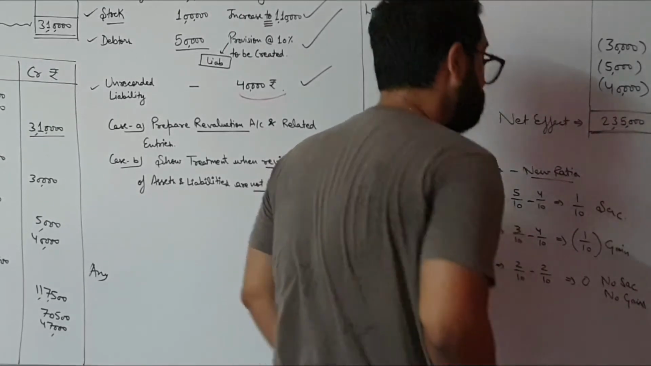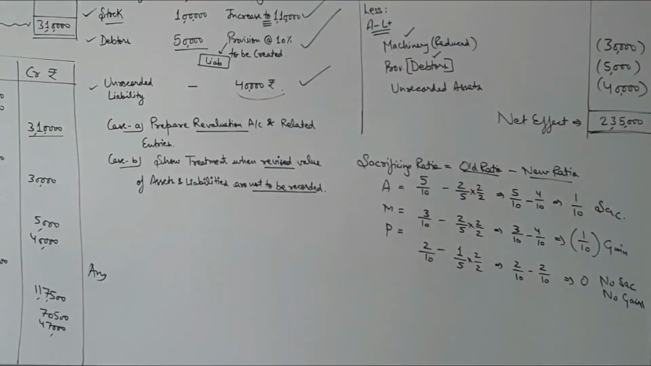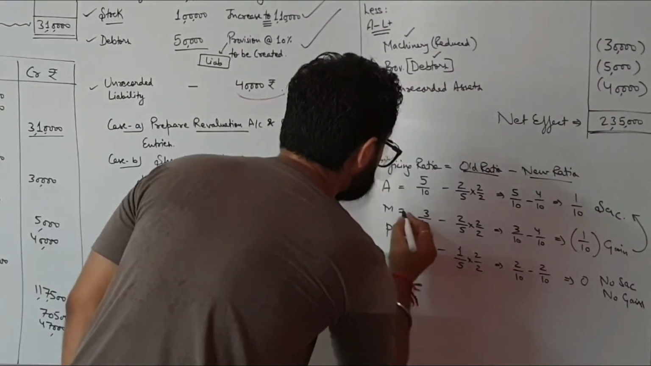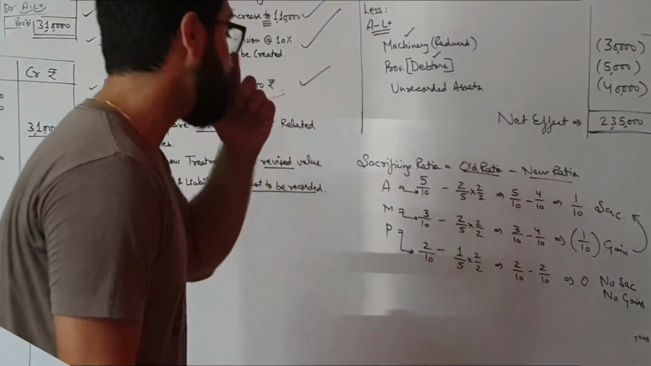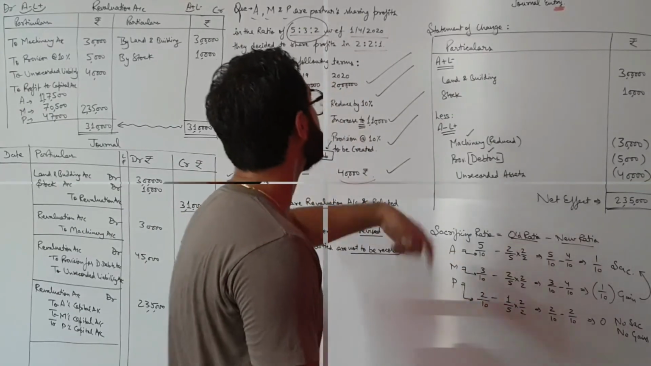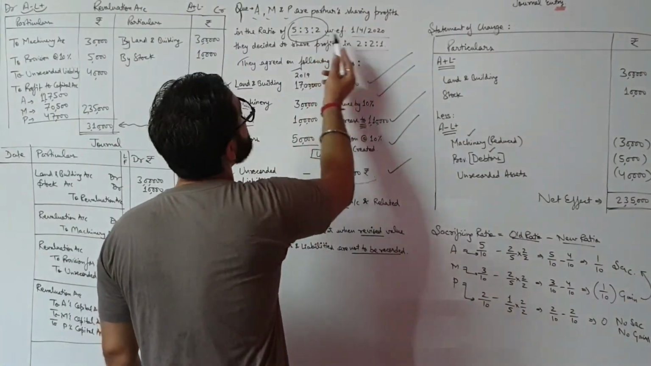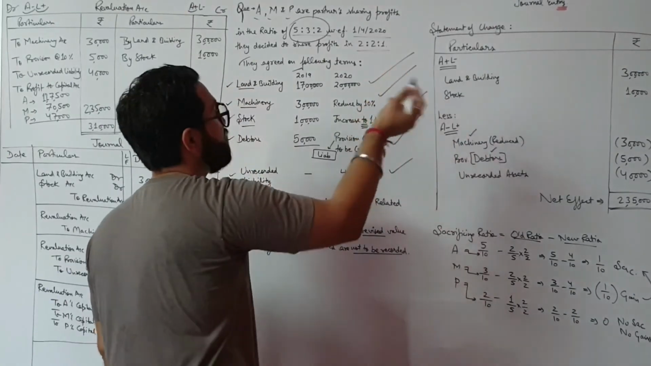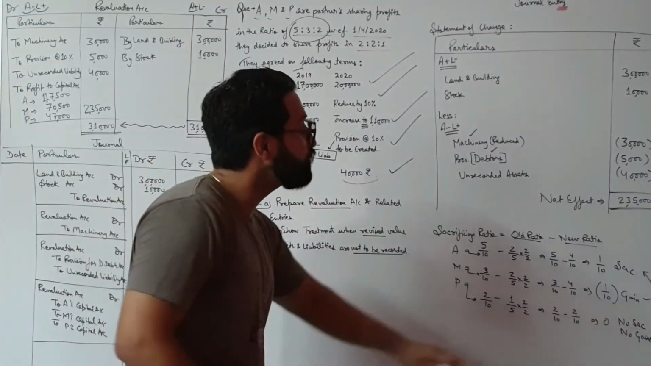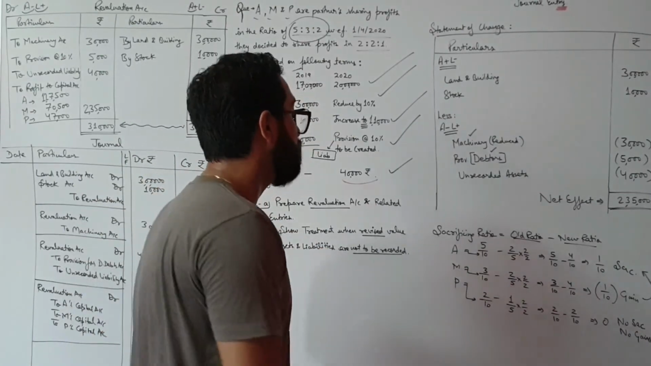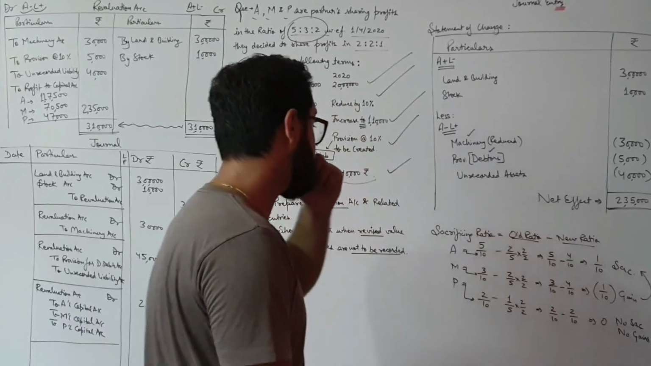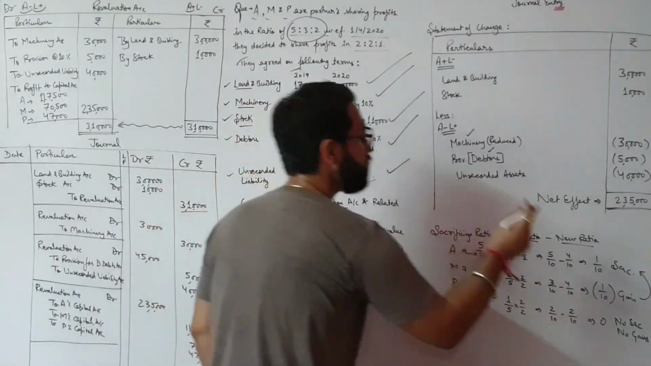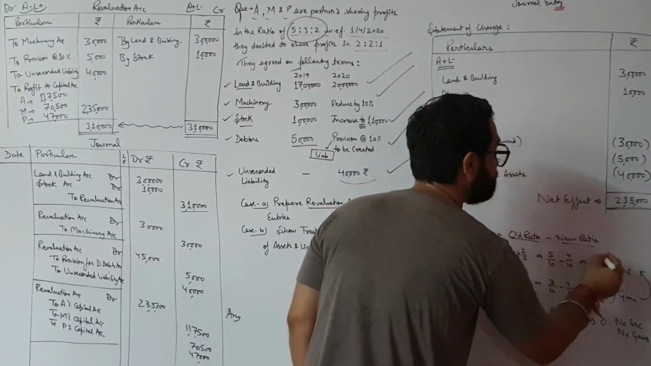Also we have many a times discussed that the gaining partner will pay to the sacrificing partner. Now if P is 0, it simply means that P's ratio was same as before. P's ratio was 2/10 and here also the ratio is 1/5, which itself means 2/10. Therefore no sacrifice or no gain on the part of P. Here M is gaining, so M will pay to the sacrificing partner. And how much? These fractions will be multiplied by the net effect.